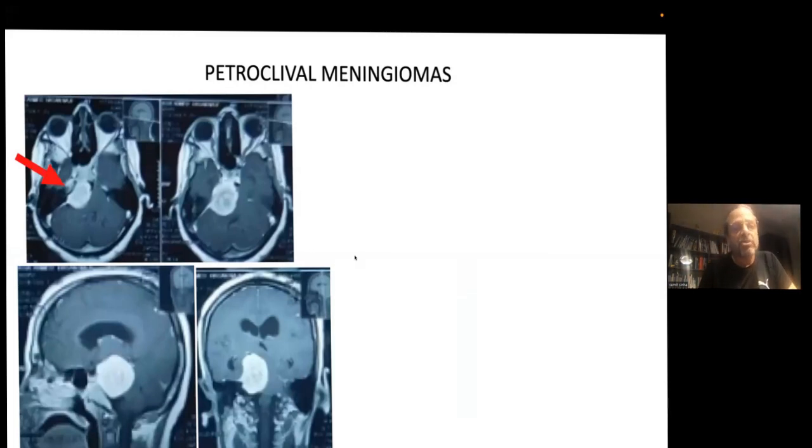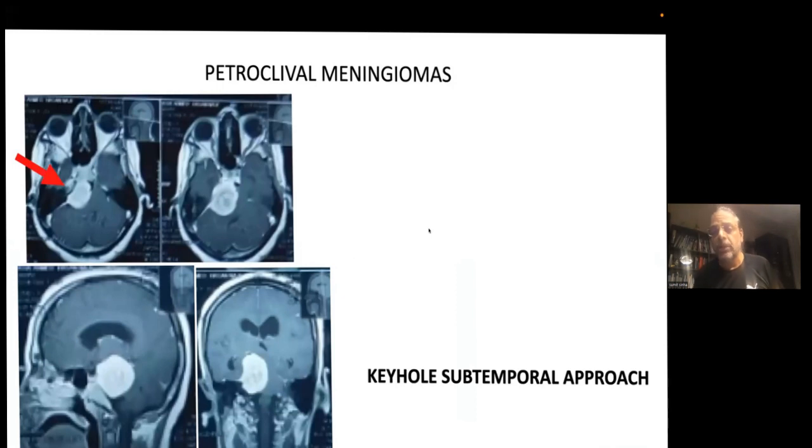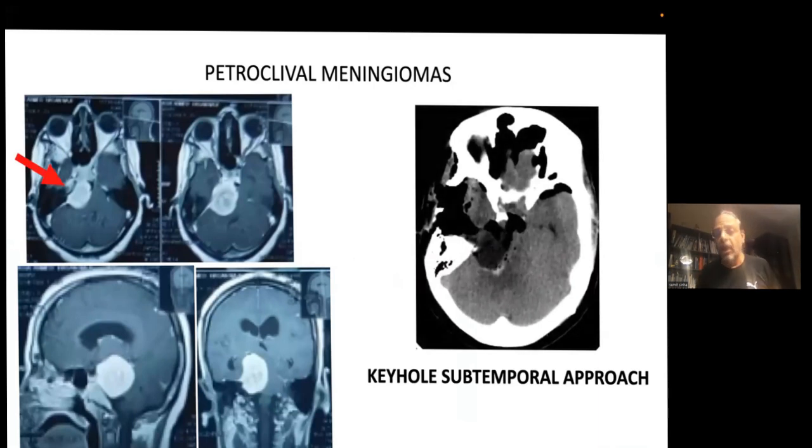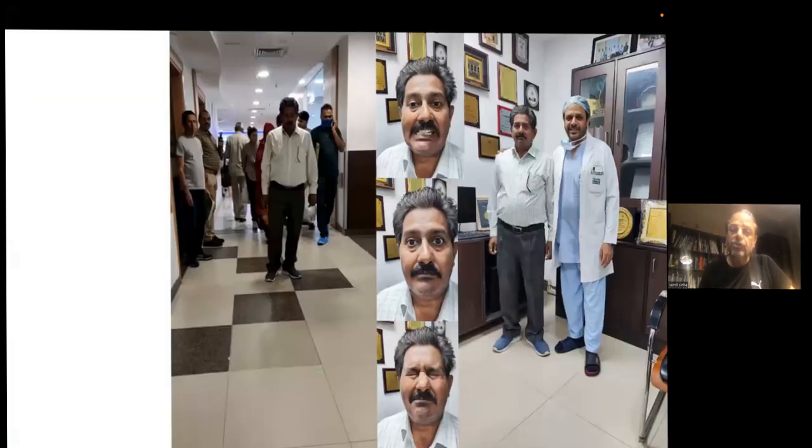Now, coming to the mini subtemporal approach, this is the most important approach for various posterior skull base and middle skull base lesions. Now, coming to the petroclival meningiomas, you see this is one such petroclival meningioma which I chose to operate through the keyhole subtemporal route. And this is what the post-op CT immediately after the surgery looks like, showing complete excision.